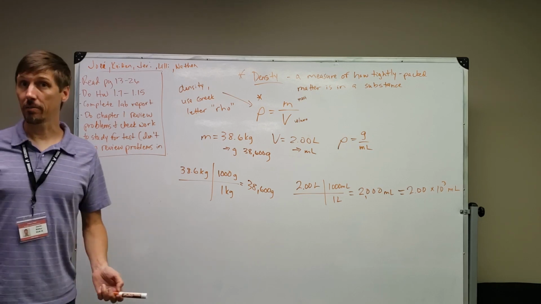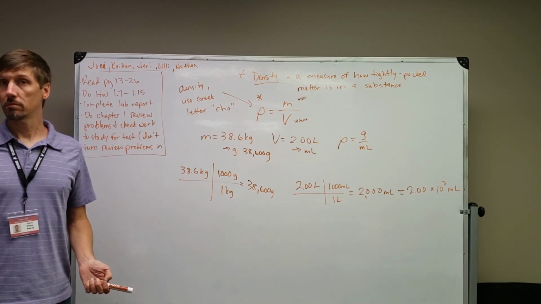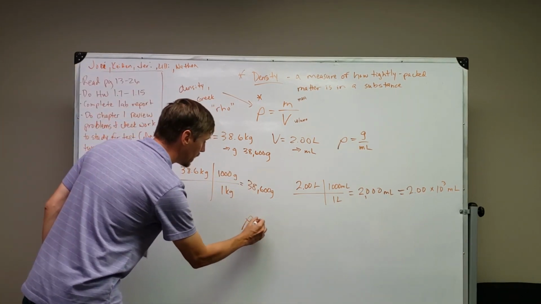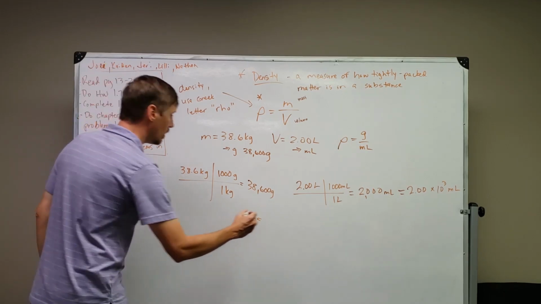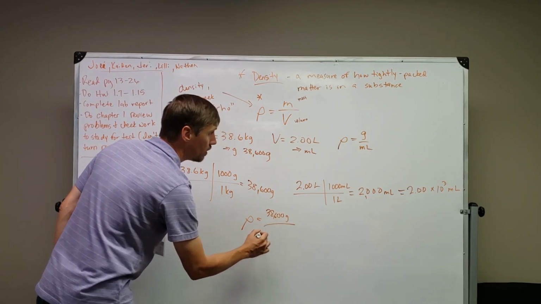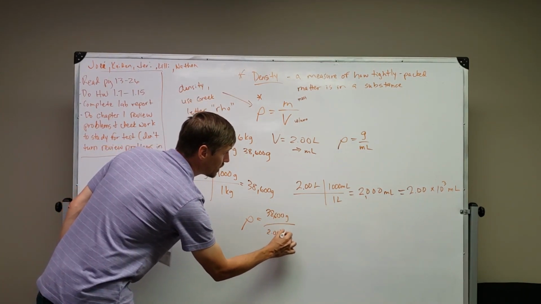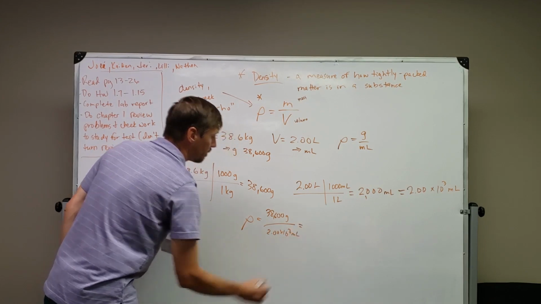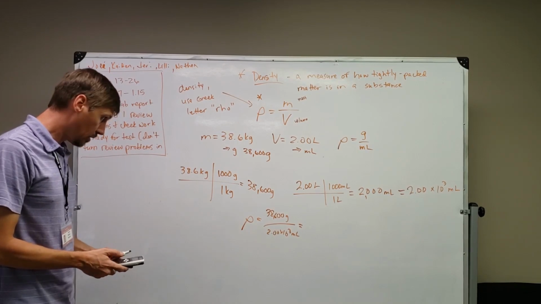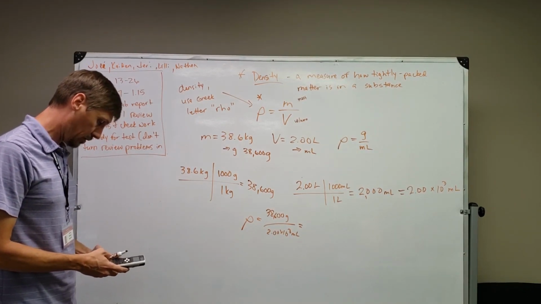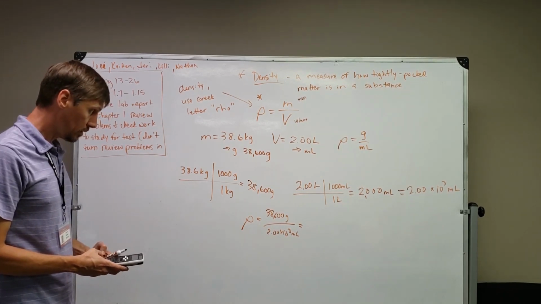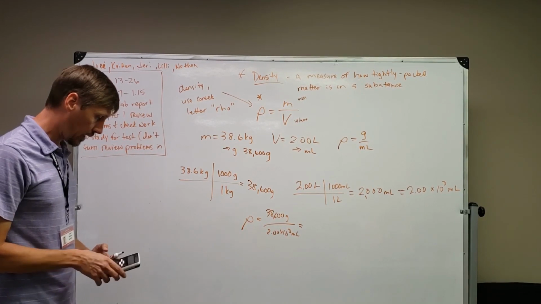All right, are we ready now to just plug our numbers in? Yeah, we are, right? We've got them in grams per milliliter. So now we can just say that density is equal to the mass, 38,600 grams, over 2.00 times 10 to the 3rd milliliters. And so that I cannot do in my head. And so we're going to see 386 divided by 19.3.